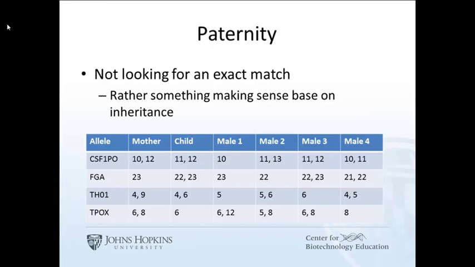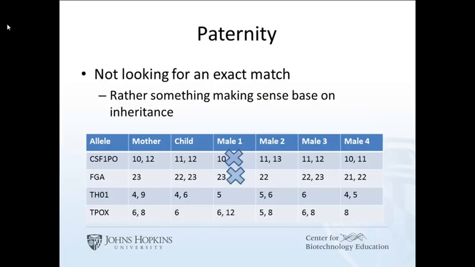Which males could have provided the 11? All but male number 1. He has 2 copies of the 10 allele. Male 1 cannot be the father. We will put in an X. The FGA region. The mother only has the 23 allele, 2 copies of it. The child must have gotten 22 from the father. That eliminates male number 1, but we already know that from the first location. Another X.